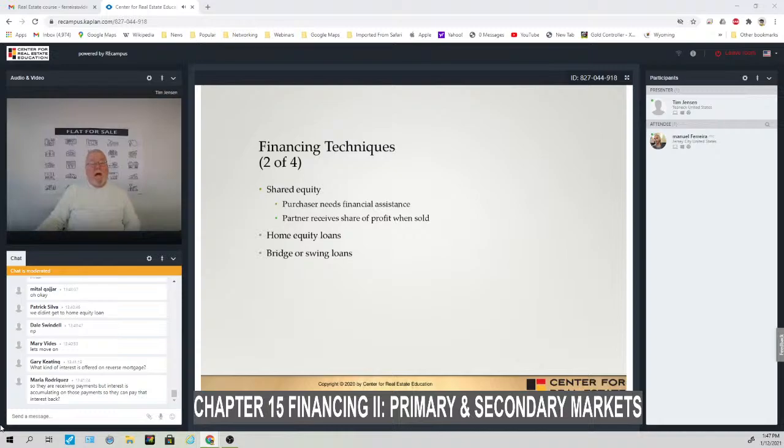A home equity line of credit is like an open-ended mortgage. You can borrow up to, let's say, $250,000, or you don't have to. If you only need $10,000, take $10,000 and start repaying that. You need 50 grand, take 50 grand, start repaying that. But you also have the ability to borrow up to the full amount of the $250,000 line of credit.